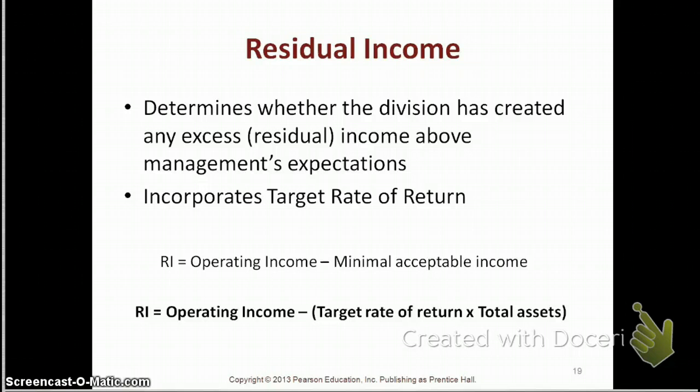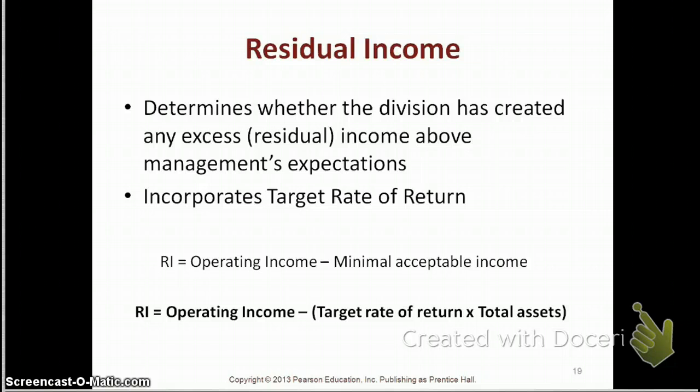Next, let's take a look at residual income. Residual income determines whether the divisions have created any excess, thereby residual income above management's expectations. And for this calculation, we incorporate the management's target rate of return. Keep in mind, this is not the investor's target rate of return, this is the management's required rate of return. The residual income is calculated by subtracting minimum acceptable income from your operating income. You calculate minimum acceptable income by multiplying your target rate of return by total assets.